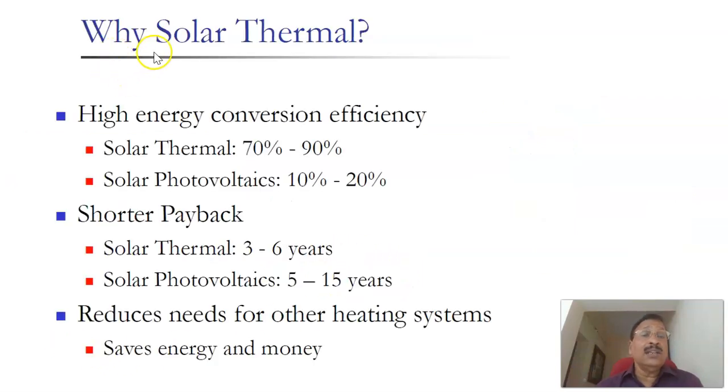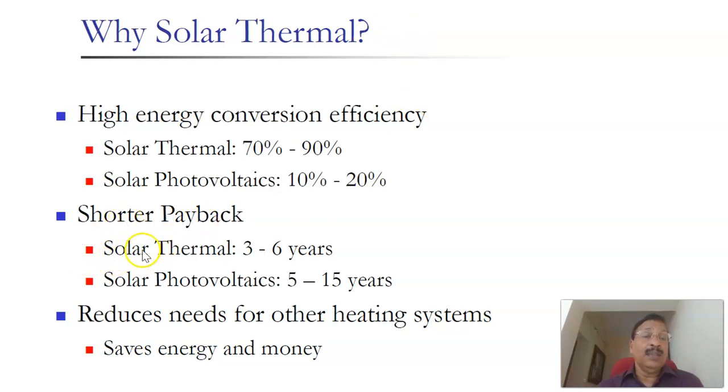Now, why are we going for solar thermal energy? The advantages are, first, it has a high energy conversion efficiency. The solar thermal conversion efficiency is around 70% to 90%. But in a solar photovoltaic system, the conversion efficiency is less than 20%, only between 10 and 20%. Here the efficiency is much higher. That's the first advantage of the solar thermal system.